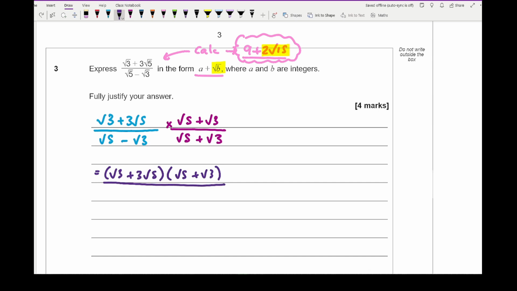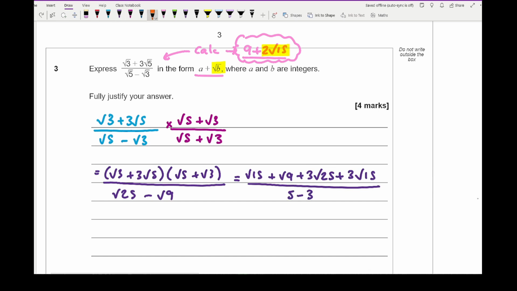Now again, if you've had enough practice of rationalising denominators, you should be able to do the denominator straight away. So that's going to be root 25 minus root 9. And then simplifying that further, we get root 15 plus root 9 plus 3 root 25 plus 3 root 15, all over 5 minus 3.